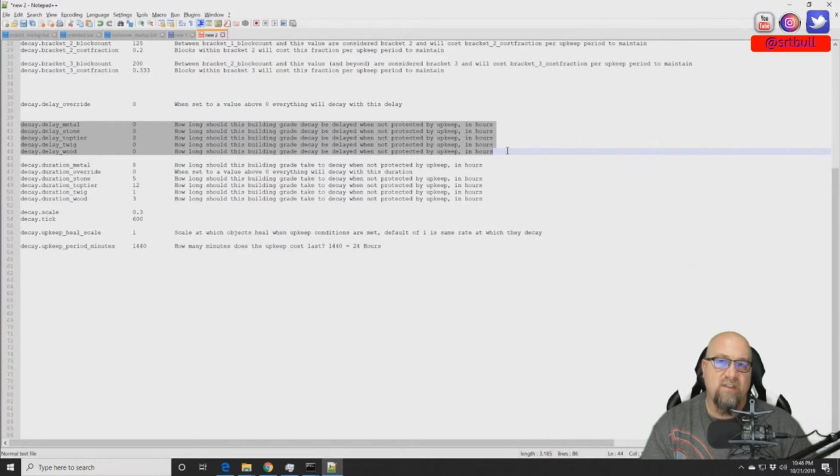So this next section is basically a delay that we can add into whatever level of material was used to build the base that we want. So metal, stone, high qual, which is called top tier in the game, twig and wood. We can put in a delay after their TC runs out of resources before it starts to decay. And this number is measured in hours.